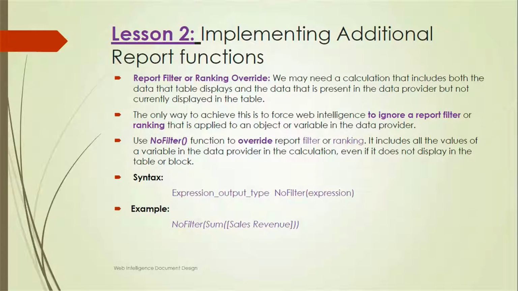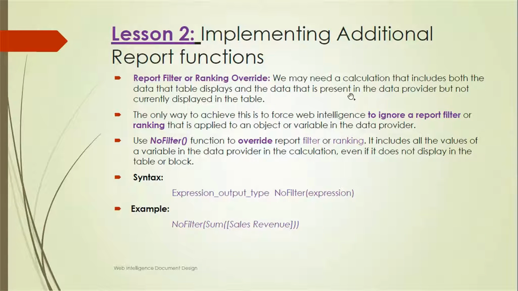Now coming to lesson 2, what are the additional report functions we can use while developing reports? The first one is report filter or ranking override. We can add a filter or ranking to the report, but sometimes there are situations where we don't want the filter or ranking applied, we just want all the data. At that time we can override this with the NoFilter function.